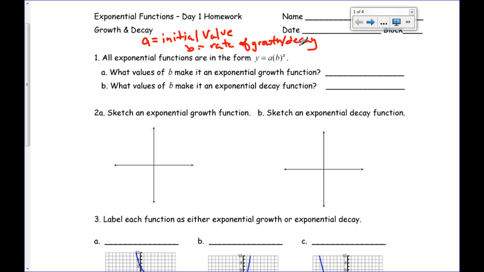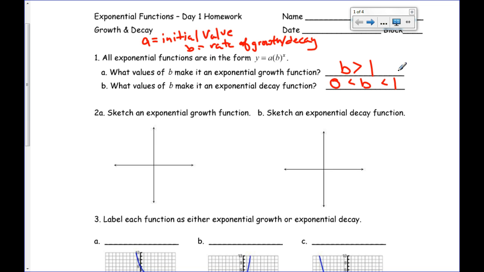Okay? So it says what values of B make it an exponential growth function? Well, that's when B is greater than 1. So when you multiply something by something that's greater than 1, it grows. If you multiply something by a fraction that's less than 1, it shrinks, it decays. So between 0 and 1 is when it decays. What about if B is equal to 1? Then it doesn't do anything. It's flatlined. It doesn't grow or decay if B is equal to 1.